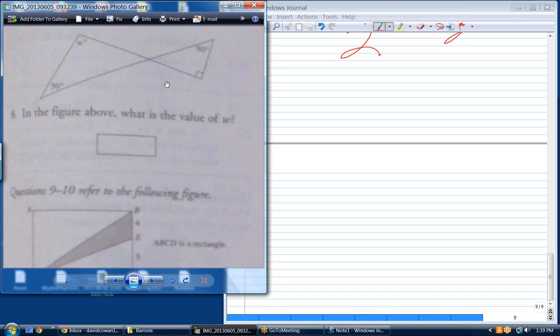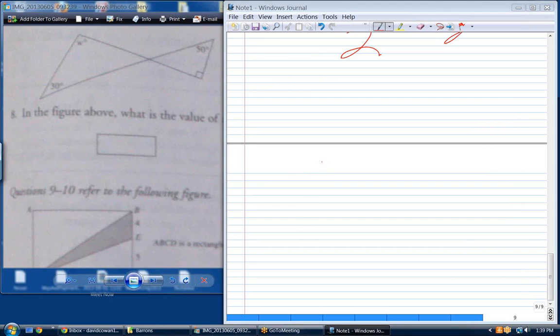Okay, so where it says 50, 90, that little thing is 40, which would be equal to the one on the other side. Okay, those vertical angles. So this is 40.